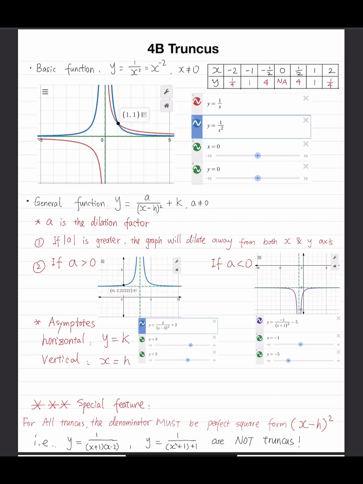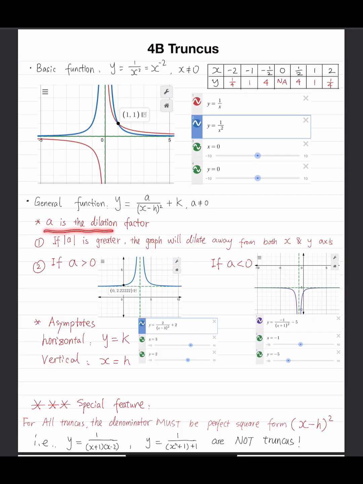All right, let's look at the general function: y equals a over x minus h, everything squared, plus k. So this is the general rule for the truncus. As you can see, the denominator here is x minus h, everything squared, which is a perfect square. Later on we'll discuss this.